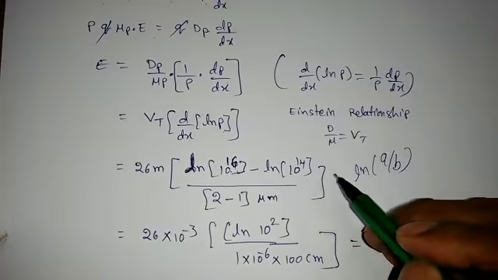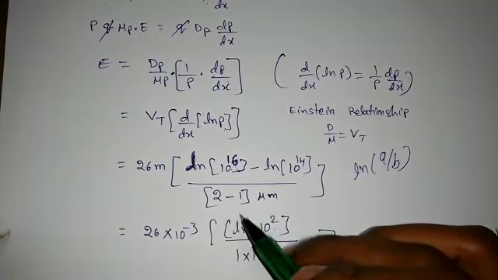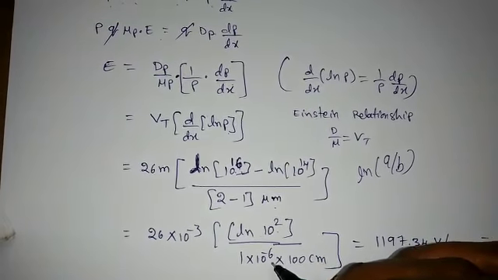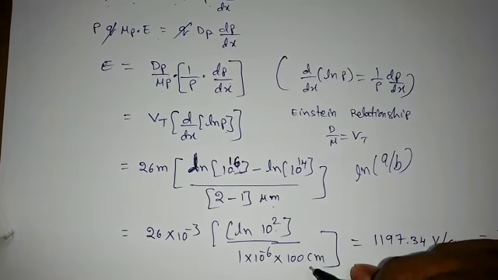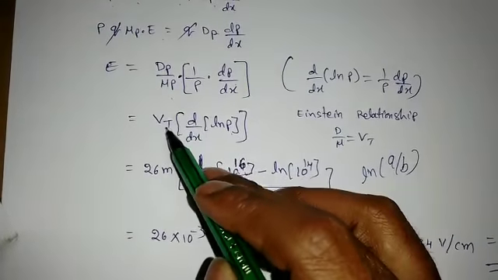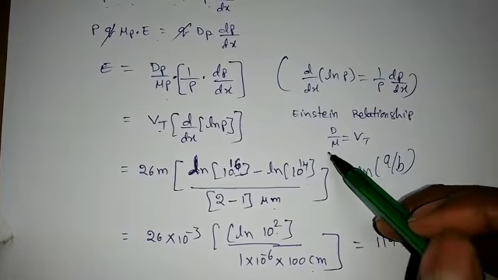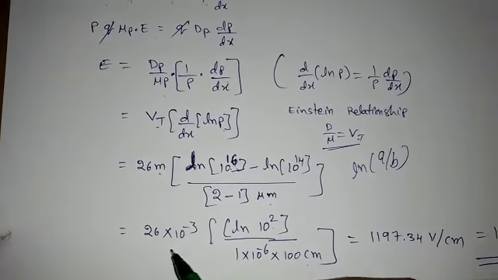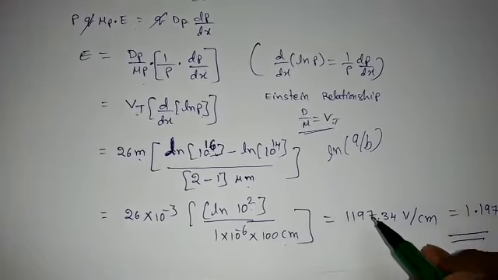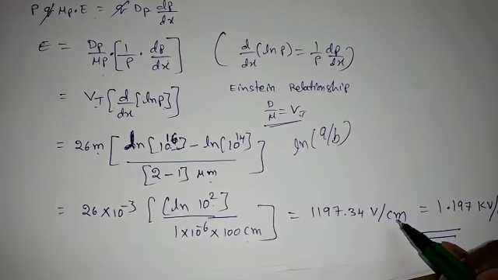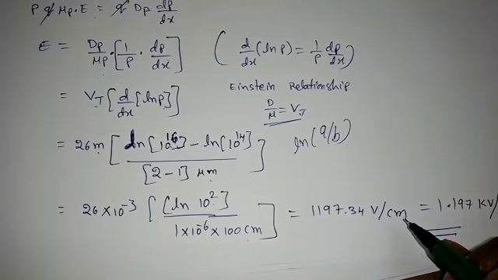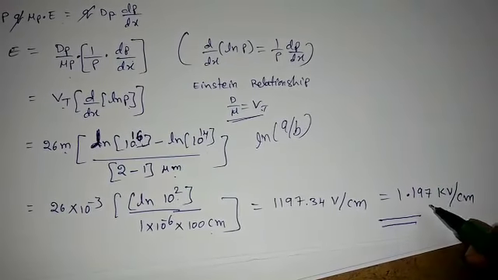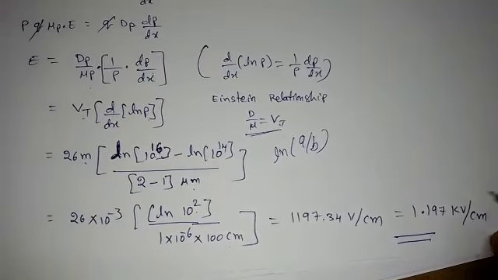So 10 to the power 16 by 10 to the power 14, so 10 square. 2 minus 1 is 1. It is in micrometer. So micrometer is 10 to the power minus 4 centimeter, it should be converted into centimeters. What is this D by mu p? From the Einstein relationship, D by mu is equal to Vt, thermal voltage. So I can replace 26 millivolts. So if you solve this, I will get 1197.3 volt per centimeter. But he mentioned in kilovolts, so it should be converted, 1.197 kilovolt per centimeter, right?